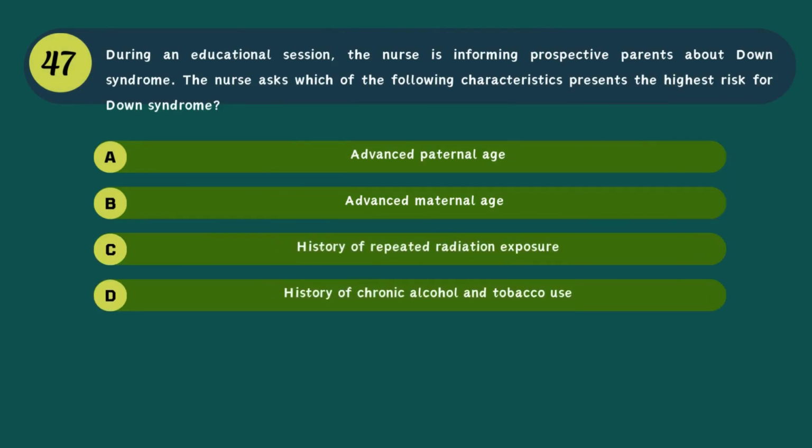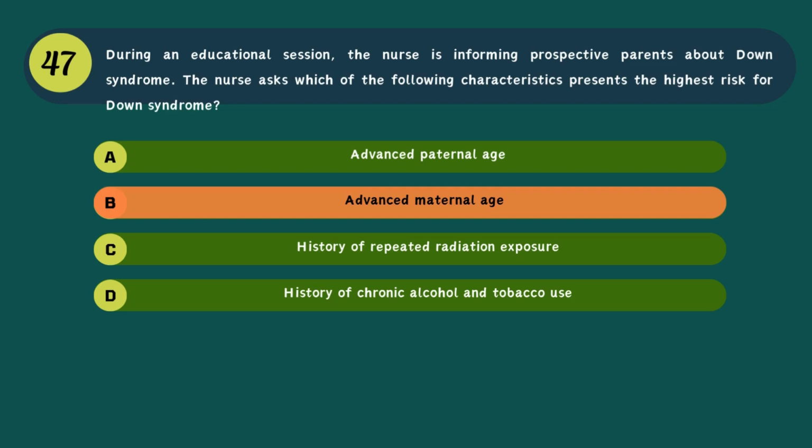Question 47. During an educational session, the nurse is informing prospective parents about Down syndrome. The nurse asks which of the following characteristics presents the highest risk for Down syndrome. A. Advanced paternal age. B. Advanced maternal age. C. History of repeated radiation exposure. D. History of chronic alcohol and tobacco use. Correct answer. B. Advanced maternal age.